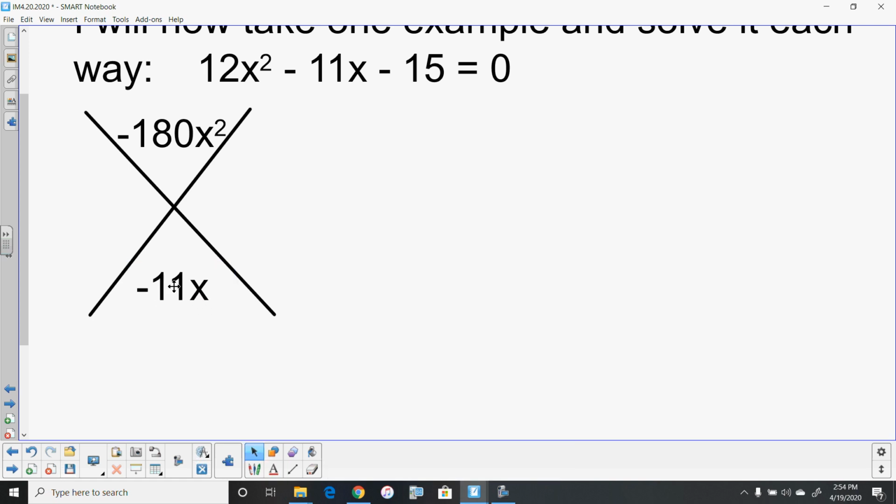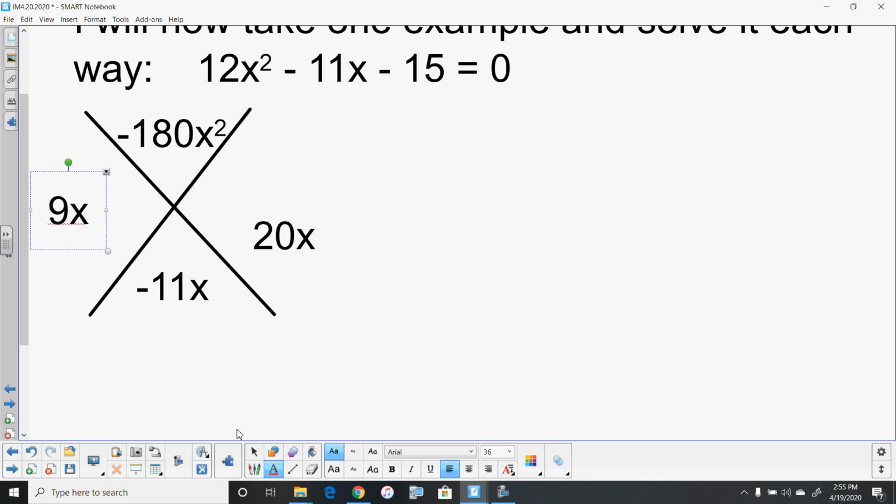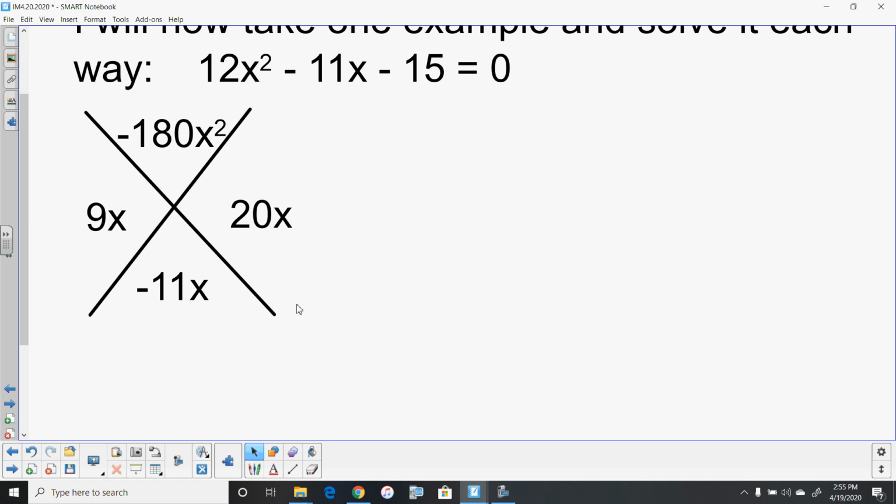So now we're going to think to ourselves, okay, what multiplies to negative 180 and adds up to negative 11? I think it's going to be 20 and 9. Okay, so I'm going to have 20x and 9x, but one of them is going to need to be negative. Which one will need to be negative, are you thinking? The 20.